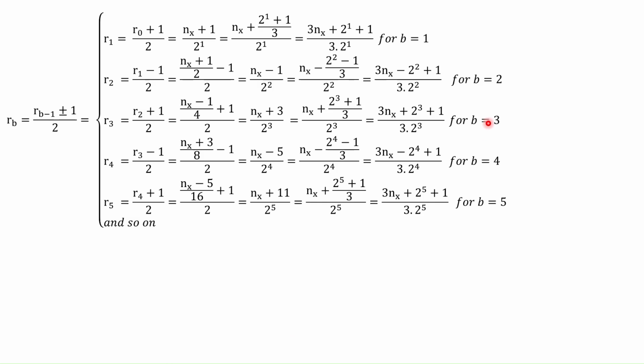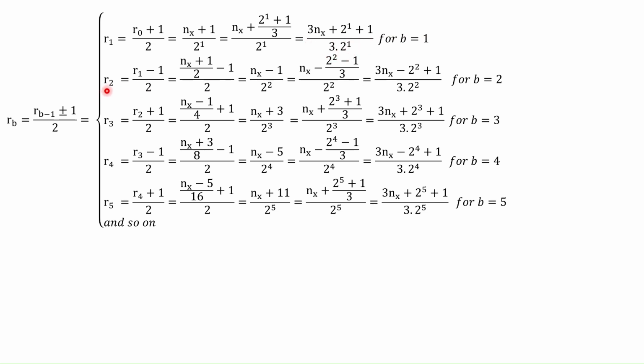Now let's establish a few theorems before we move ahead. By definition, RB is equal to RB minus 1, that is the preceding set, plus or minus 1/2, depending upon the nature of B, if it's odd or even. So R1 we have R0 plus 1/2. R0 is exactly the same as nx, that is the preceding number. So nx plus 1/2 to the power 1. You do some calculation and you get it in this form: (3nx plus 2 to the power B, as in B, plus 1) divided by 3 into 2 to the power B.